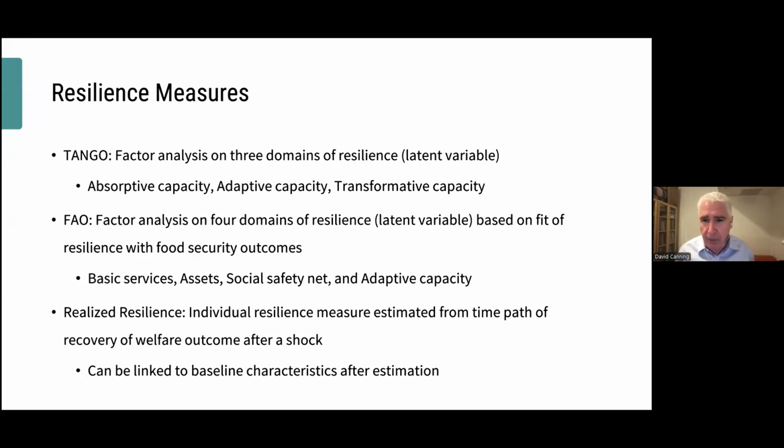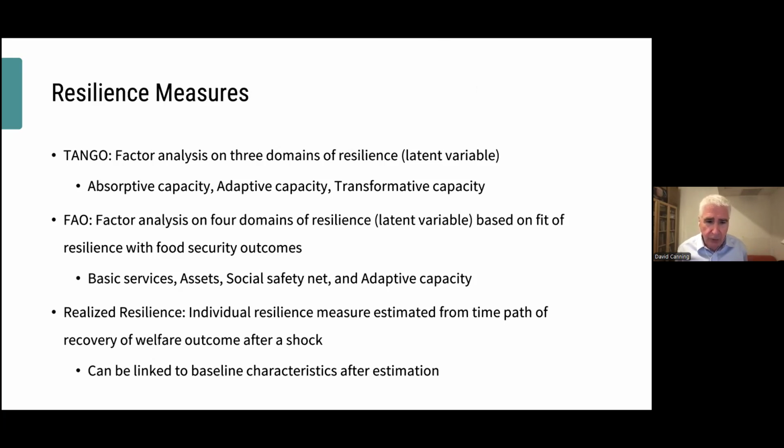I think people will be familiar with the different resilience measures. I think that we have the Tango measure, the FAO measure. So we were looking at health resilience, and these are measures that were developed for resilience more generally, but can be applied to health. And they tend to have a factor structure. They're based on a large number of variables, and resilience is a latent variable, which can be measured as a combination of other factors. And the exact domains and the exact measures differ, but there's quite a lot of overlap.